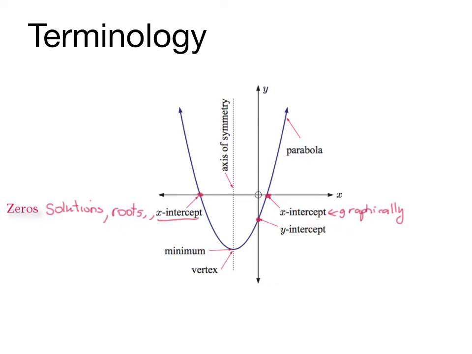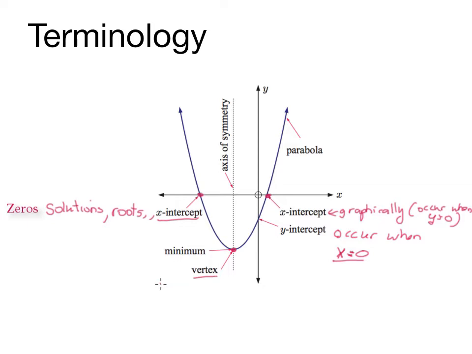The y-intercept is the point in which the parabola crosses the y-axis. There's always only one y-intercept. You find the y-intercept by setting x equal to 0. You find the x-intercept by setting y equal to 0.